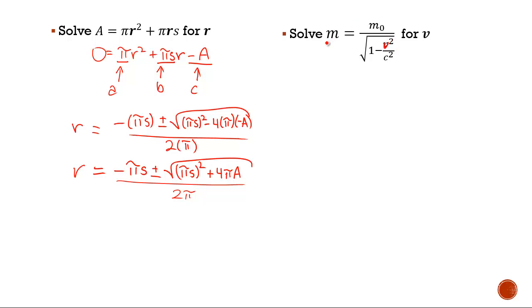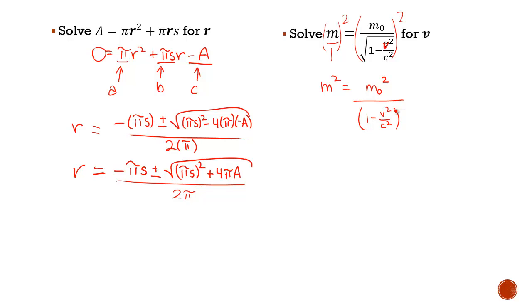So first off, it'd be nice to release the root in some way. So we could do that by squaring both sides. We're always allowed to do that. So let's just square both sides. So we'll have m squared is equal to m naught squared over this root squared, which then just leaves us with whatever this bracket is.